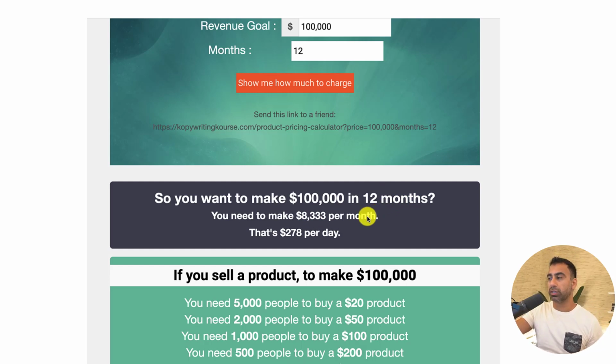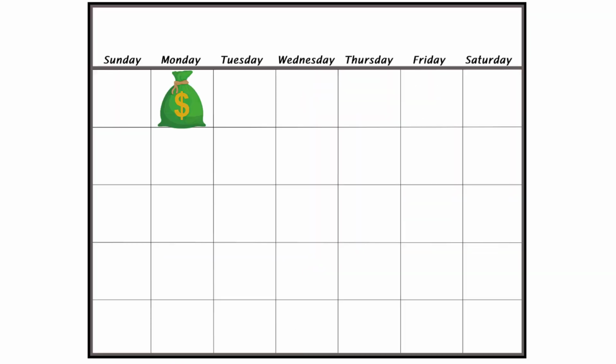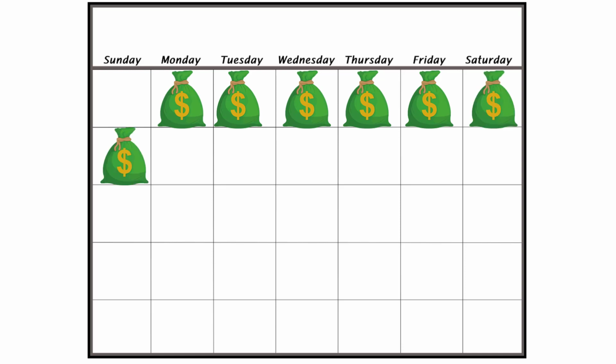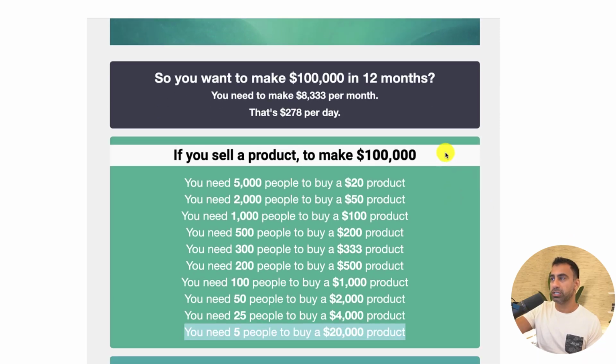So this gives you a good little idea of, oh, $278 per day, I could probably do that. And can I repeat it over and over and over? So it just helps you break down into tiny logical steps what you need to do. Then it also goes into a little bit more detail over here.